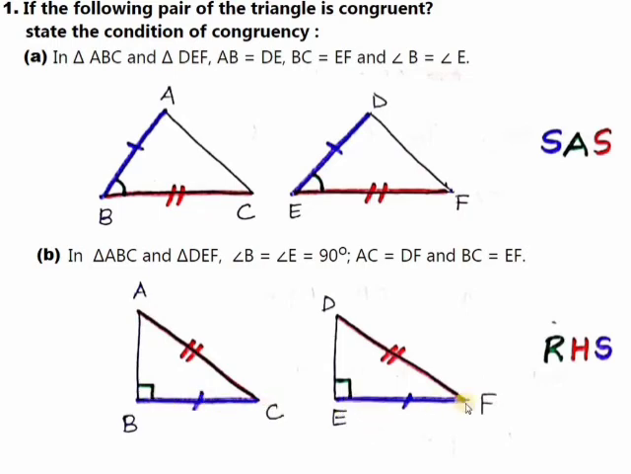So obviously these two triangles are congruent using the RHS criterion, right? Okay, fine. You may pause the video and note down the solution. Let's move to the next question.